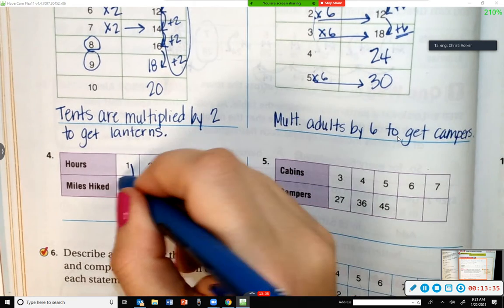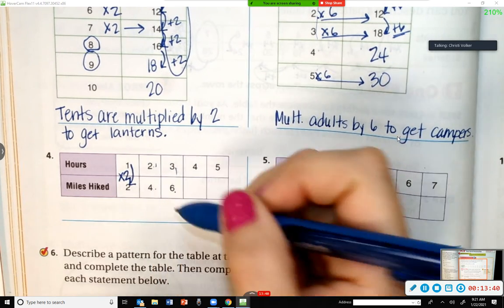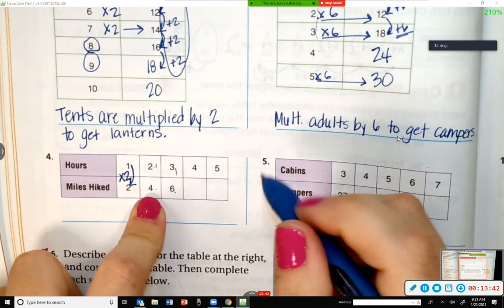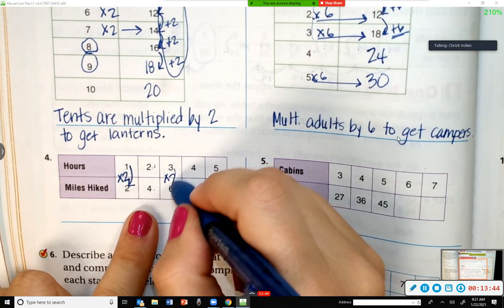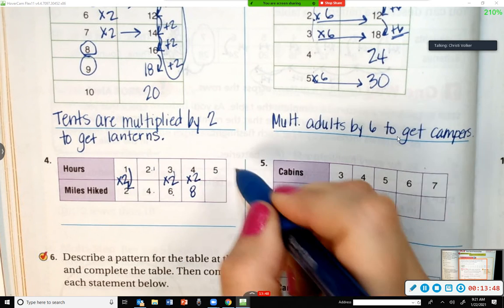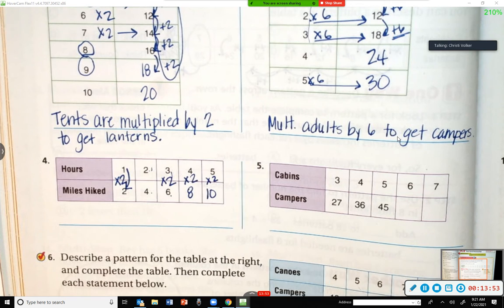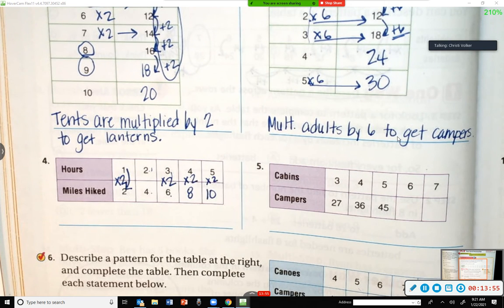Okay, multiplying by 2. Could we also say doubling it? Yes. If I double 2, is that going to give me 4? Yes, they're doubles. 3 times 2 is 6. 4 times 2 is 8. 5 times 2 is 10. So the two missing numbers were 8 and 10.